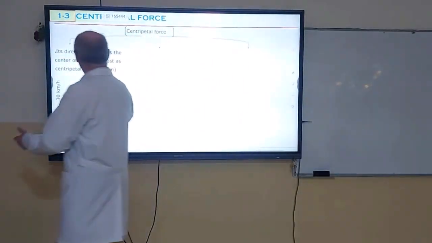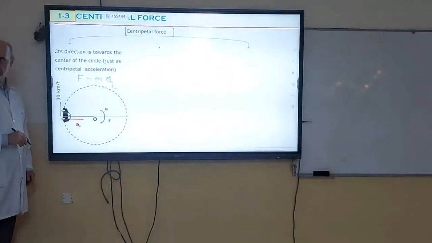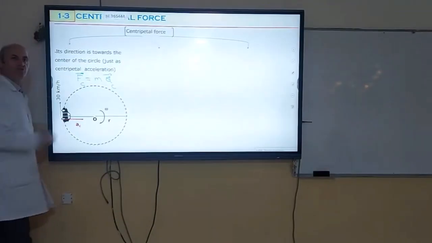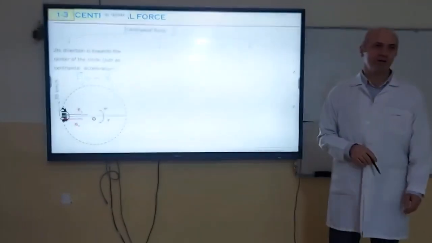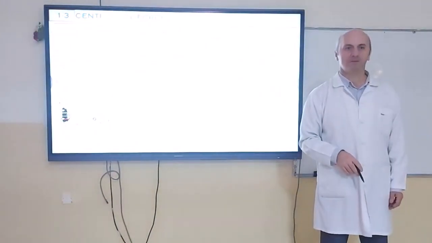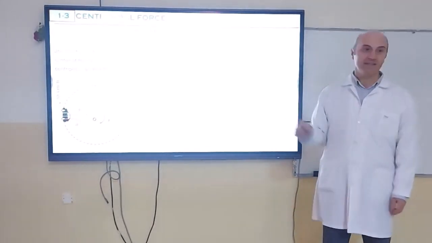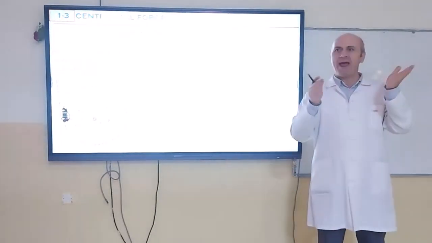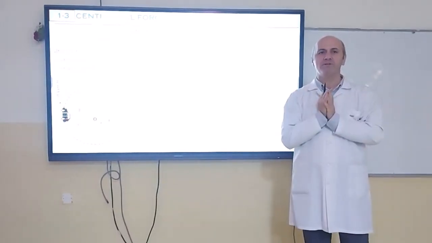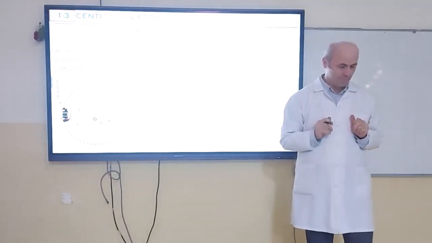What does Newton's second law say? F is equal to m times a. If there's a centripetal acceleration, it's a vector. So centripetal force must have the same direction as centripetal acceleration and towards the center of the circle. So the angle between FC and AC is 0. FC and AC, they are in the same direction. But the angle between FC and AT or VT is 90. In short, the angle between centripetal force and centripetal acceleration is 0. Tangential and centripetal components are 90 degrees.